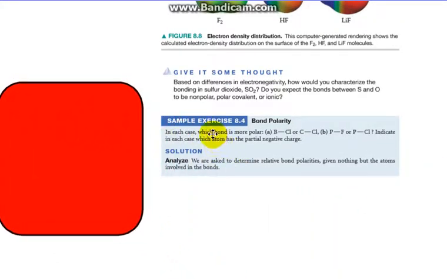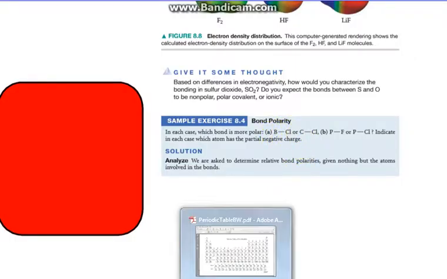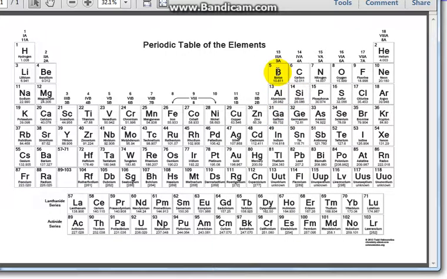Okay, a couple more examples here. In each case, which bond is more polar? The bond between B and Cl or C and Cl? We don't even have to look at the electronegativity chart. We could simply look at the periodic table, B and Cl or C and Cl. Bear in mind that electronegativity gets larger going from left to right, and larger going from bottom to top. So if I compare CCl versus BCl, I know that B is going to be a smaller number than C.